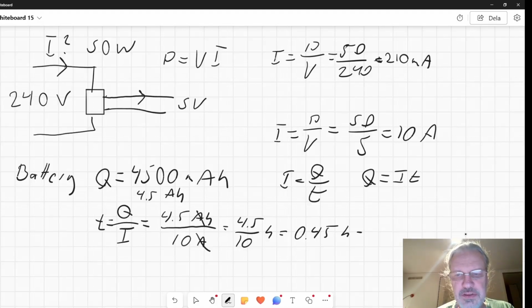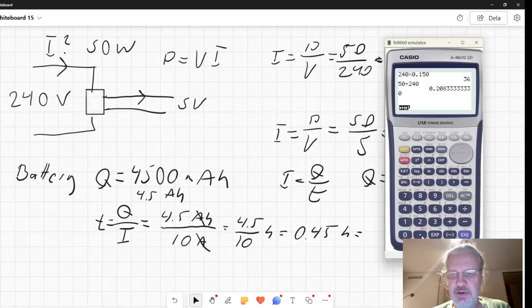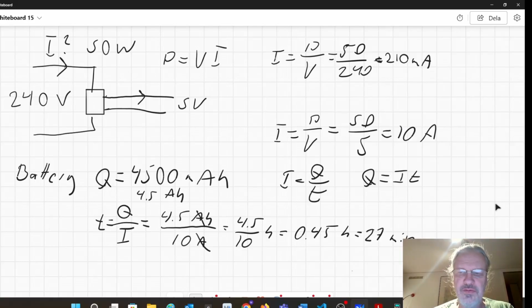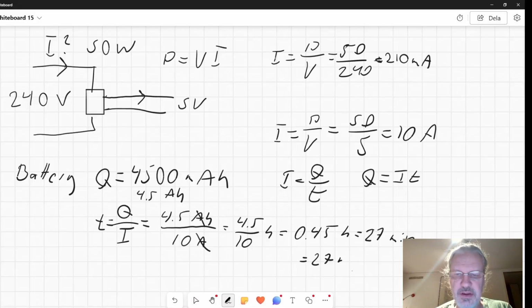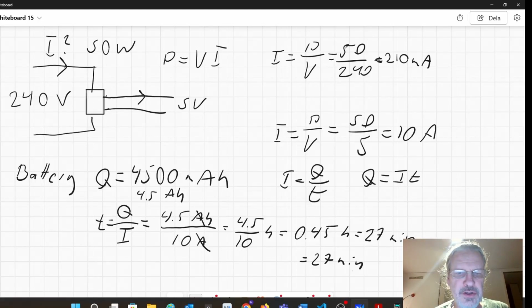or 0.45 hours. And you can multiply that by 60, so 0.45 times 60, we get a charging time of 27 minutes. I don't know if my face will cover that, so, equals 27 minutes down here. And we have solved the problem. So in other words, with a current of 10 amps, it would take 27 minutes to fully charge the battery. And that is with a 50 watt charger.